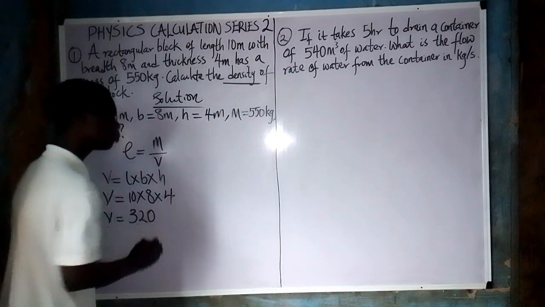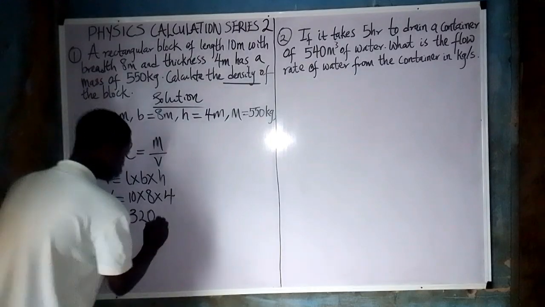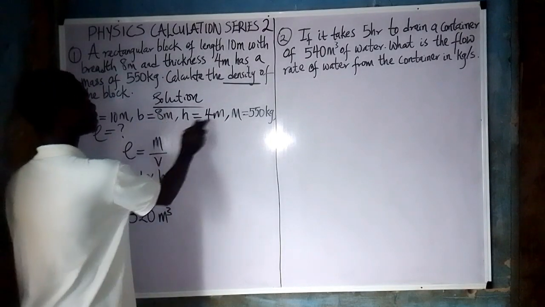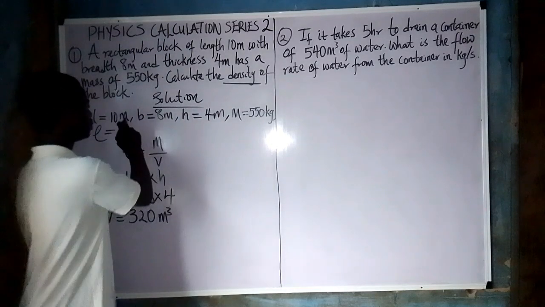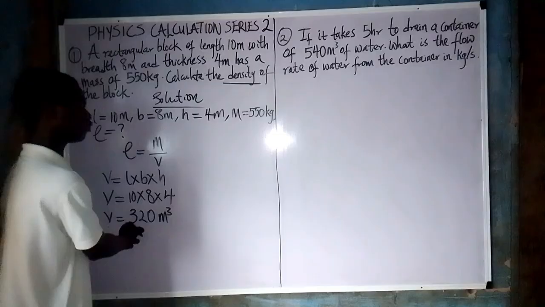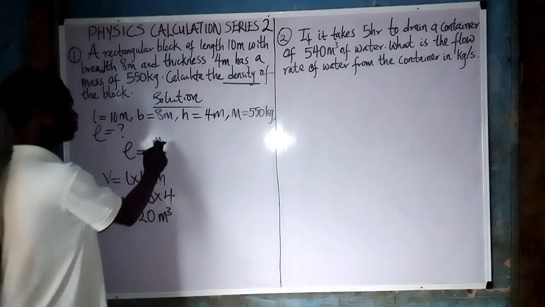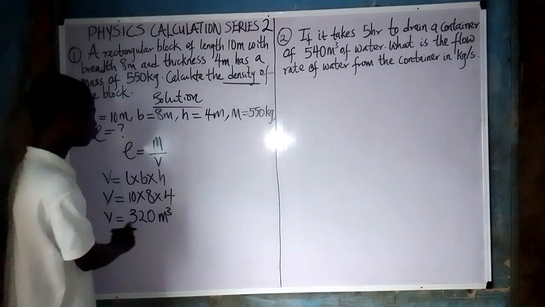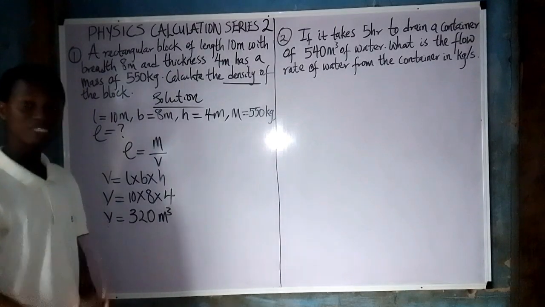And now what will be the unit for volume? Volume will be in what? Meter cube, because we're given meter as the unit. So the unit will be meter cube. So this is now our volume. So guys, now we know the mass to be 550 kg, and we have succeeded in finding our volume to be 320 meter cube.